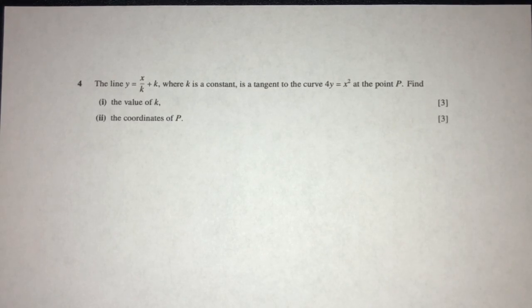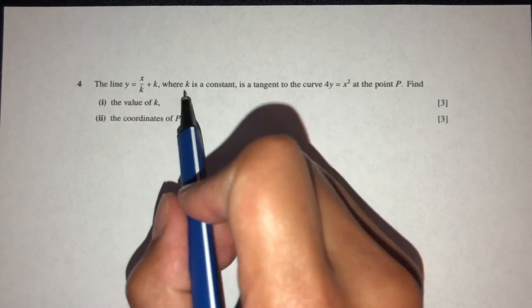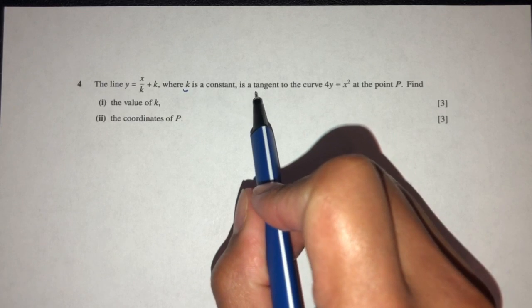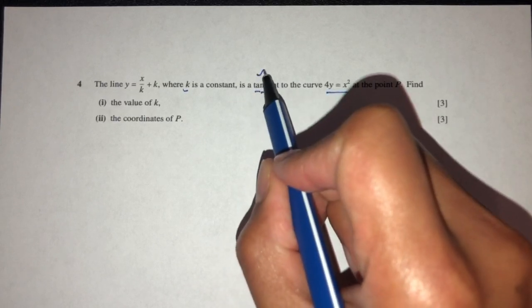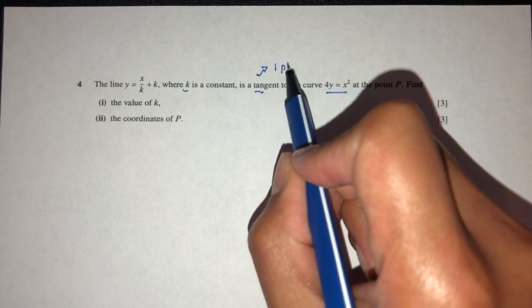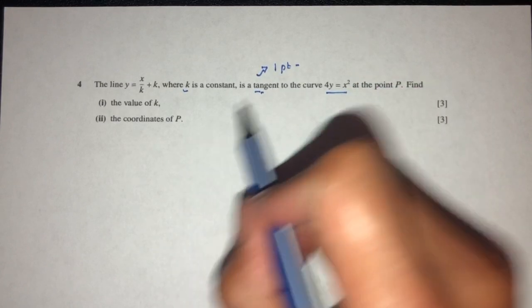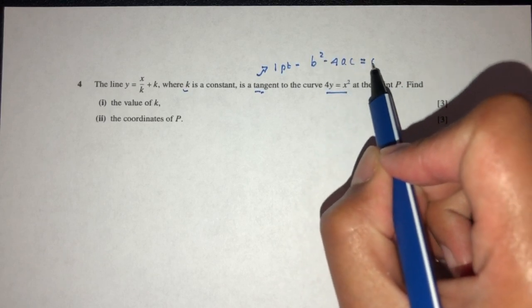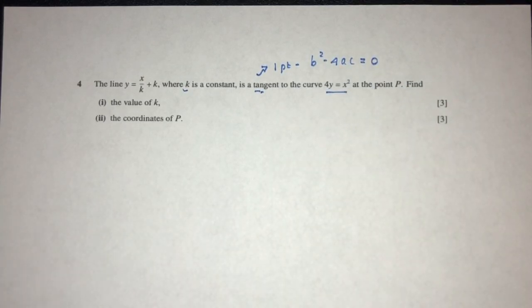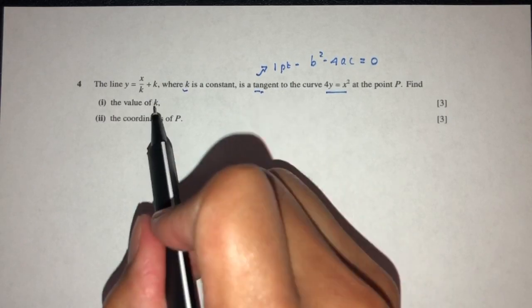The line y is given by this equation, where k is a constant. Now it is a tangent to this curve. A tangent means it touches the curve at exactly one point, so it means it has exactly one solution, which means b squared minus 4ac has to be 0. Now we have to use that information to find the value of k, so pretty easy.